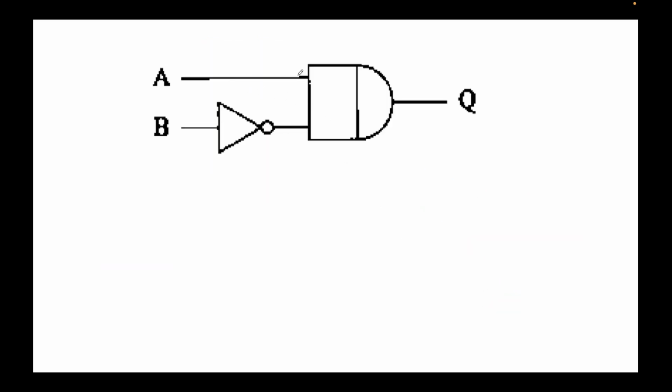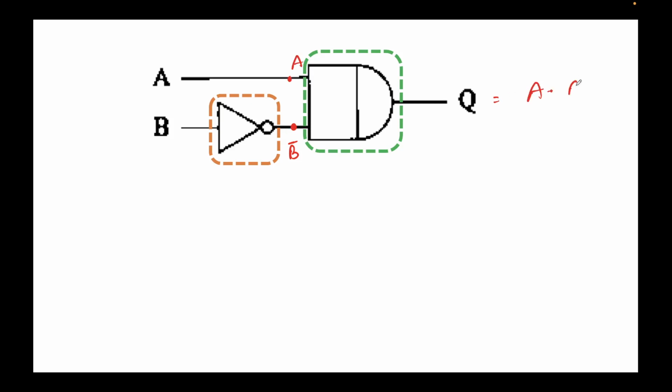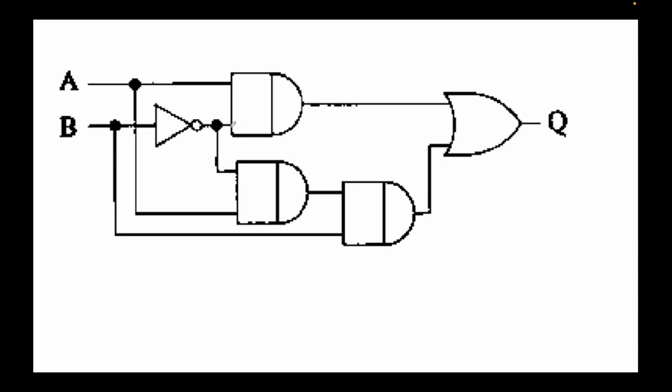This is the second circuit. So let's first try to evaluate the value here. The potential at this node will be nothing but b bar, and finally this is an AND gate. So q will be equal to the first input, which in this case is a, times the second input, which is b bar. So again we evaluate the output is a b bar. Let's go to the third circuit.